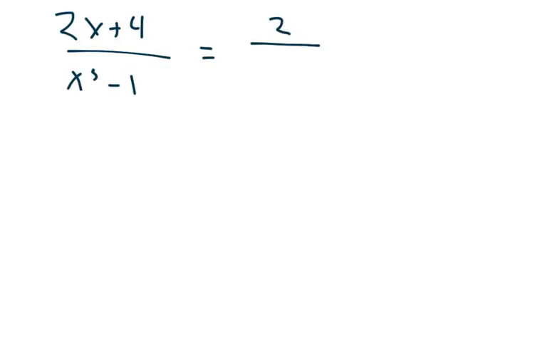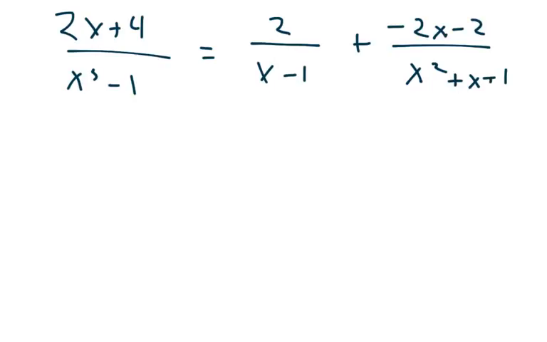Therefore, our final equation is 2x plus 4 over x cubed minus 1 equals 2 over x minus 1 plus negative 2x minus 2 over x squared plus x plus 1, where this was my a, this was my b, and this was my c. And that's all of this one. The next one's going to be repeated quadratic factors. You can imagine these are going to be harder.